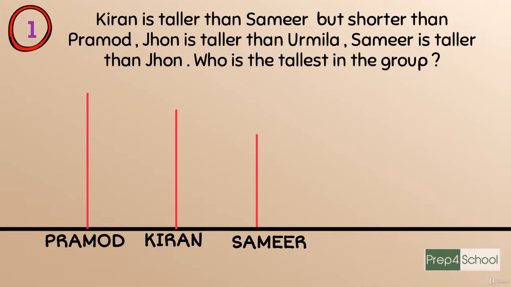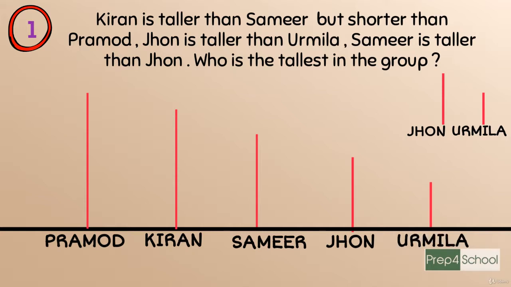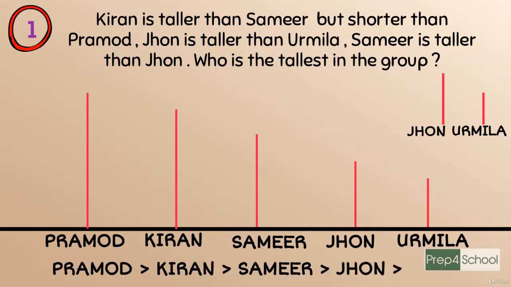Take the next one. John is taller than Urmila. But in this sentence, we cannot draw John and Urmila yet. So the next one: Samir is taller than John, so John has less height compared to Samir. Now take the third sentence. John is taller than Urmila, so Urmila has less height compared to John. We'll draw it like this. Now we get the corresponding height order: Pramod greater than Kiran, greater than Samir, greater than John, greater than Urmila.